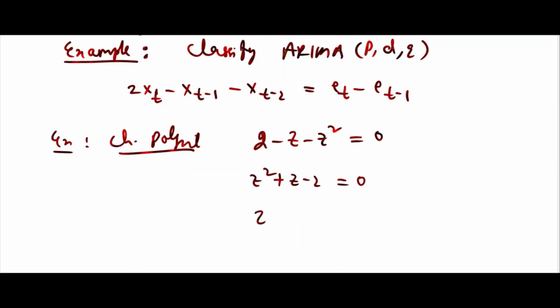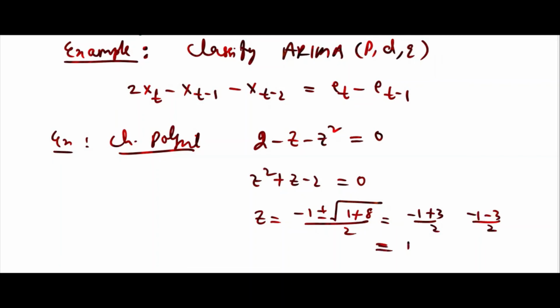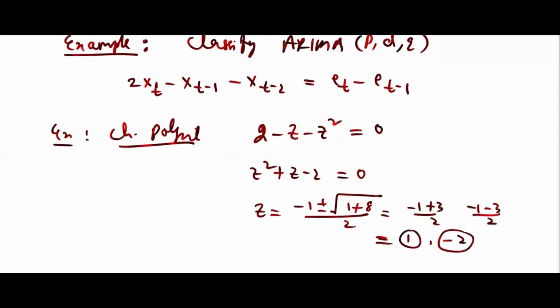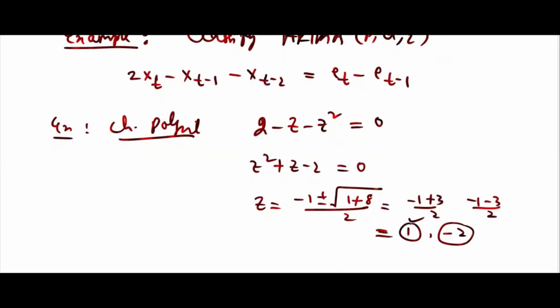So if you find this one, then minus b plus or minus square root of b square minus 4ac, that is plus 8, divided by 2: minus 1 plus 3 divided by 2, minus 1 minus 3 divided by 2. So this is 1, and this is minus 4 by 2, minus 2. 1 and minus 2, these are the roots. So 1 is here. So seeing 1, you will say that this is not stationary.